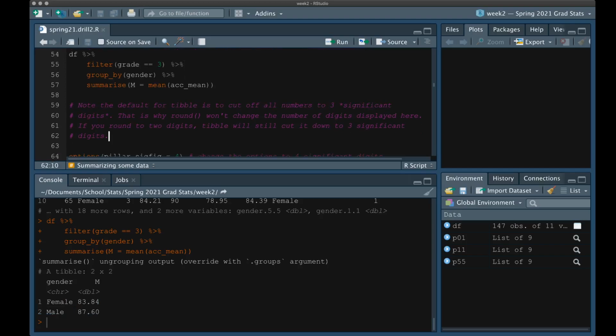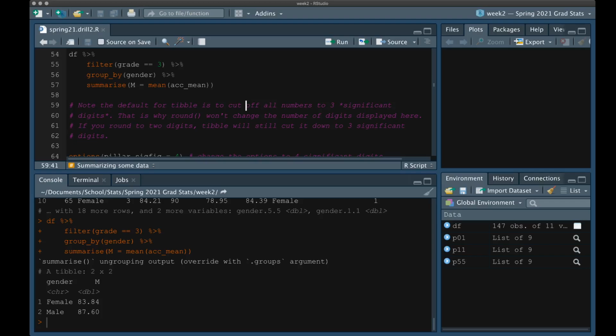Now I kind of paused there for a second because I realized that after running it earlier, I didn't reset the default options. If you're running this line right now, you probably see 83.8 and 87.6 instead of these 2 digits, and that's because Tibble defaults to 3 significant digits. And notice that I say it's significant digits, not like a specific number of decimal places.